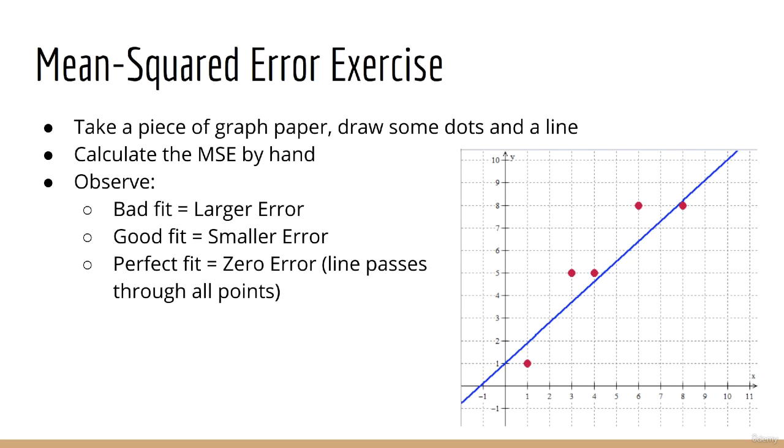The question is, why does this make sense? I think this is a great exercise to try for yourself if you haven't done so before. Take a piece of graph paper and draw some dots and a line, just like what you see here, and calculate the squared error by hand. What you should discover is that if the line is not a good fit, then the error will be larger. If the line is a good fit, then the error will be smaller. I think that's pretty intuitive. In addition, you should recognize that if the data points perfectly lie on the line, then the mean squared error will be 0.